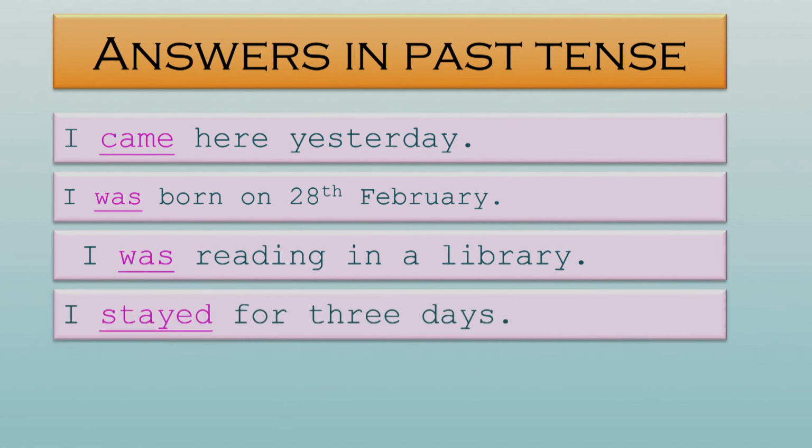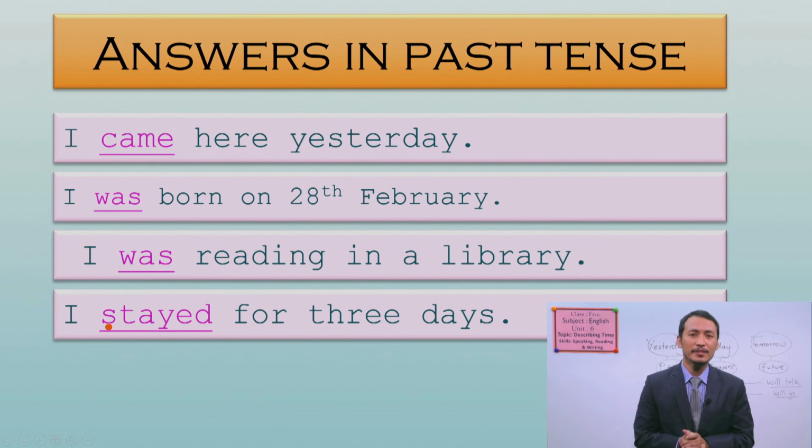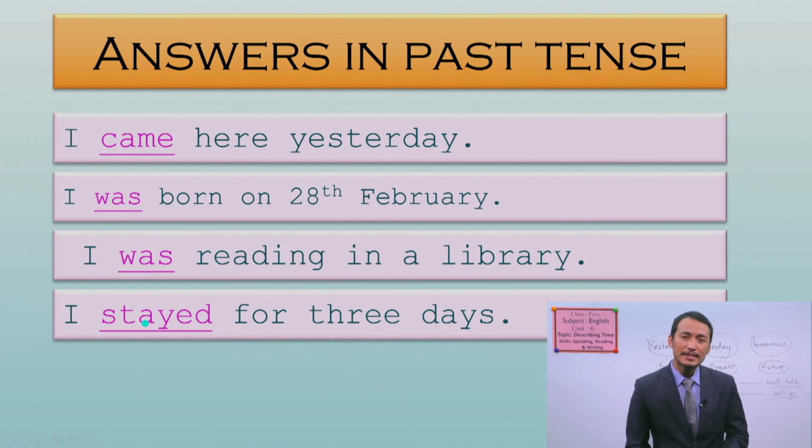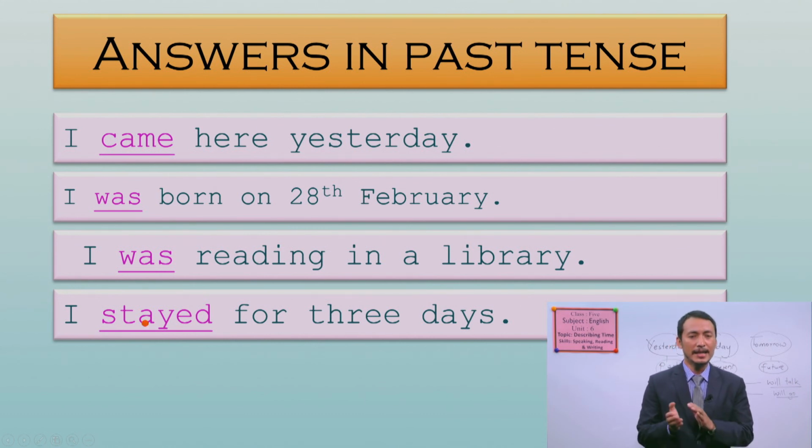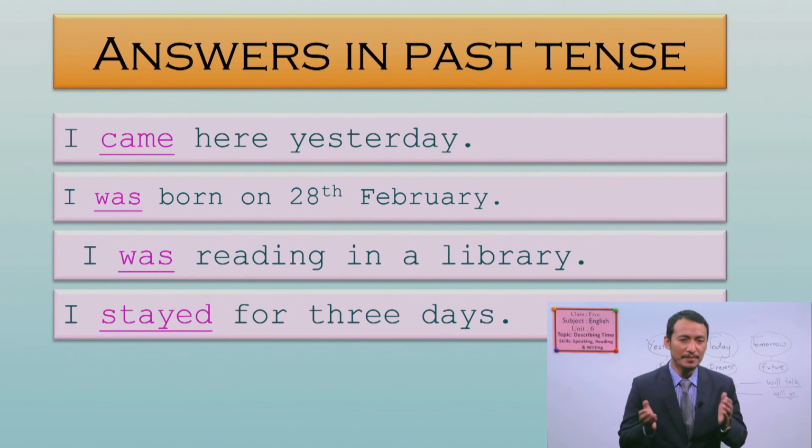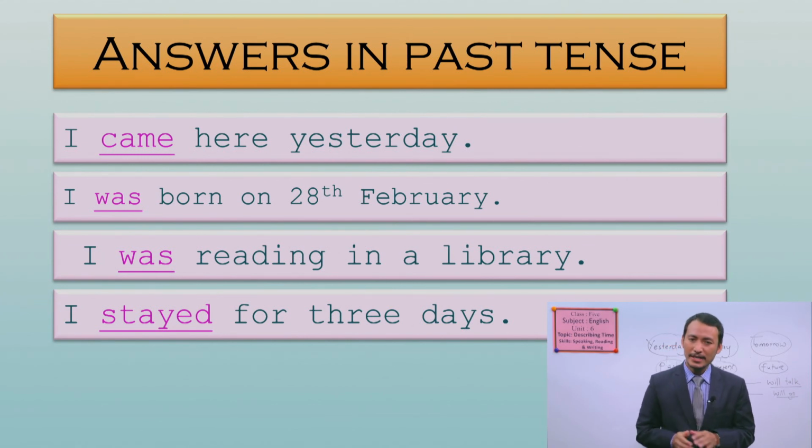Okay, let's see another sentence here. How long did you stay was the question. You can say, I stayed for 3 days. Here you change the verb now. In the did question there was verb 1, but in the answer you have to make it verb 2 or past tense. Okay, students, are you clear?